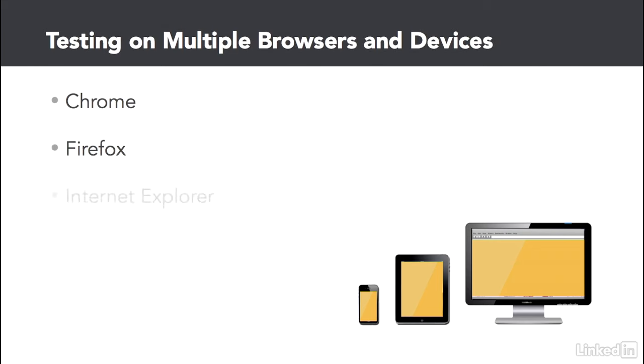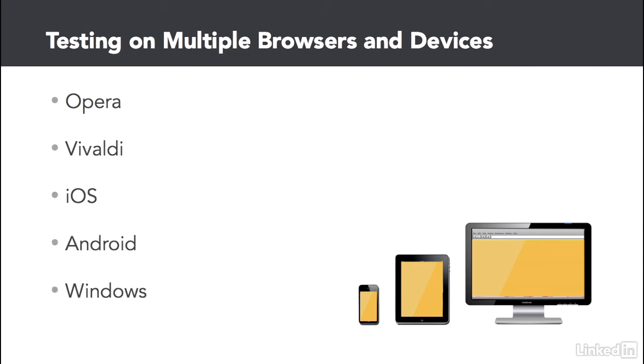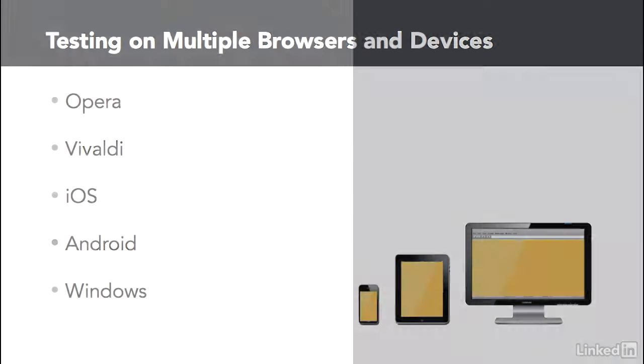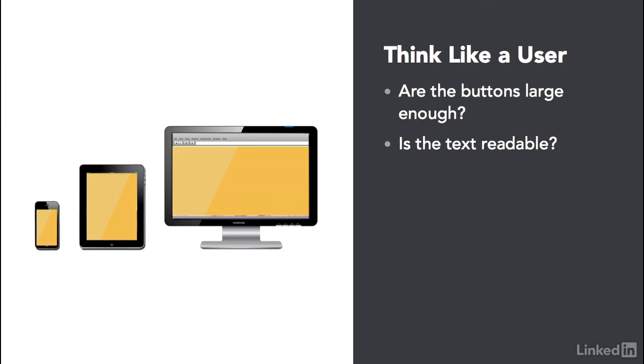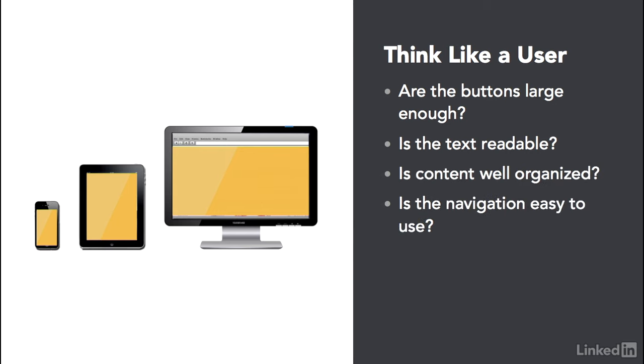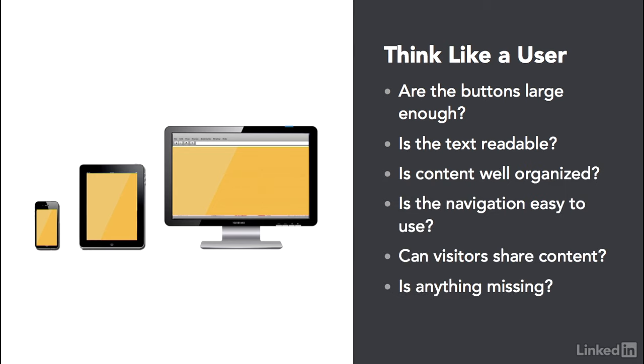Be sure to test on multiple browsers, devices, and operating systems, and make corrections as needed, such as adding new breakpoints in your CSS for smoother, responsive transitions. Strive to think like the user when creating your designs. Are the buttons large enough? Can you read the text? Does the organization of content make sense? Is the navigation easily accessible and easy to use? Can visitors share content? Is anything missing?